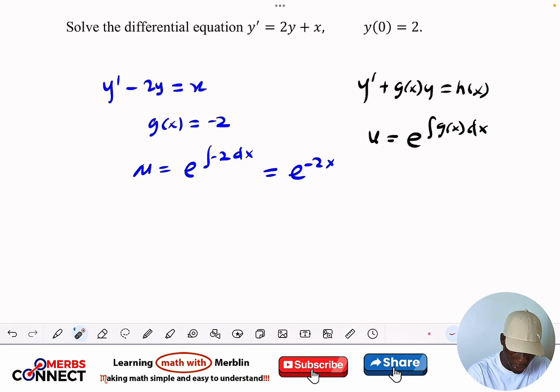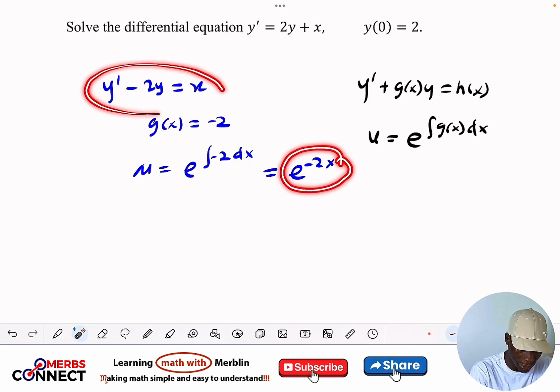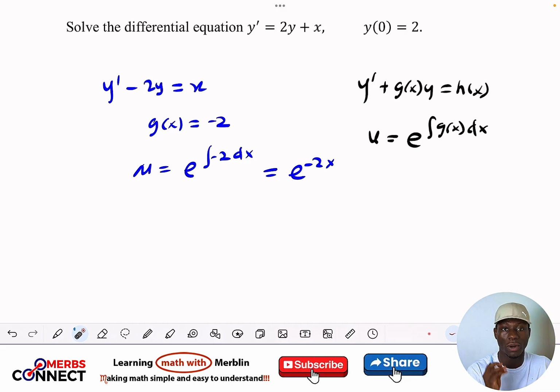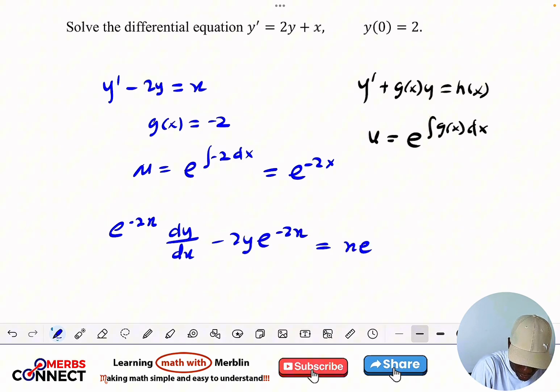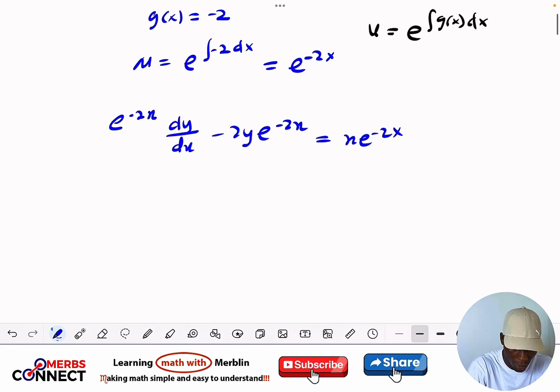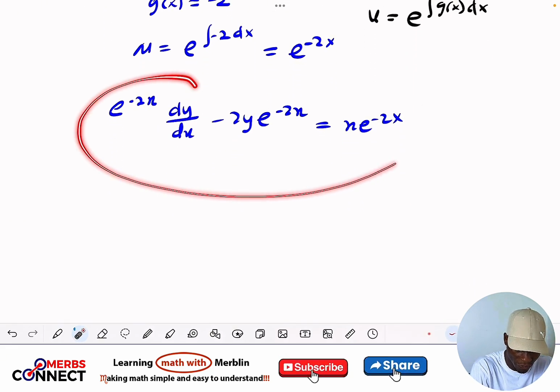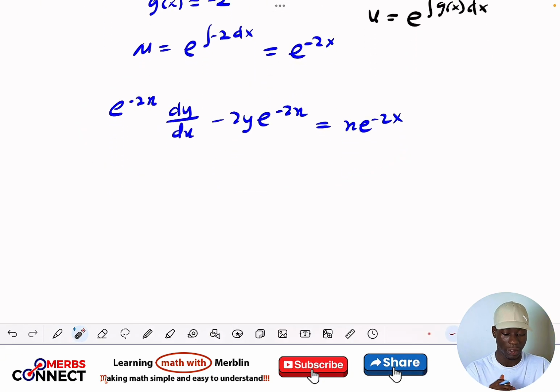So I'm going to multiply the integrating factor throughout this equation. I'm going to write the y prime as dy over dx. So I'm going to have e to the power minus 2x dy over dx minus 2y e to the power minus 2x, which is equal to x e to the power minus 2x. So now we have the standard form for when solving a first order linear differential equation.